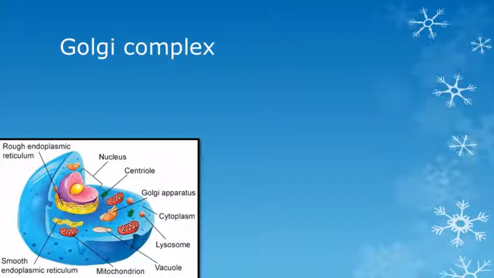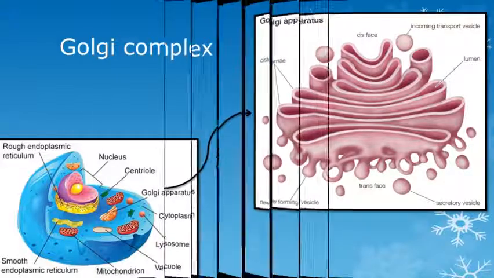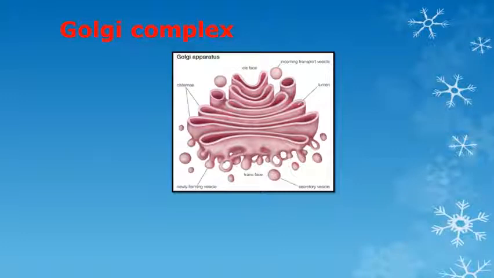Here you can see a picture of a cell in which you can observe the nucleus, centriole and Golgi apparatus or Golgi complex. If we click on the Golgi complex, we can see the detailed picture of this Golgi complex or apparatus. Here you can see the structure of the Golgi complex, with a cis face, trans face, newly forming vesicle, cisternae, lumen, secretory vesicle and incoming transport vesicles. Now let's study about the Golgi complex.